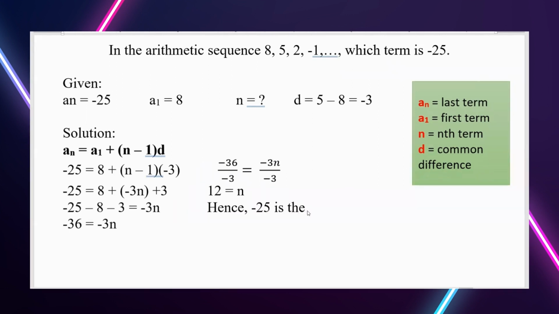So what would be our conclusion? Hence, negative 25 is the 12th term of the sequence 8, 5, 2, negative 1.